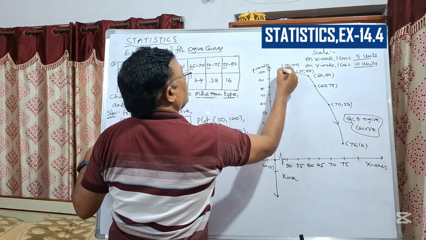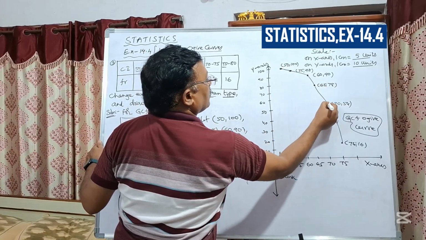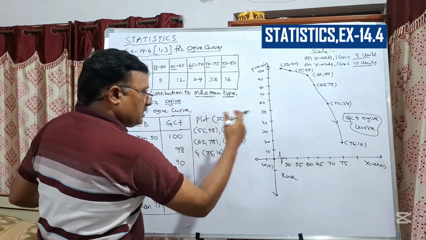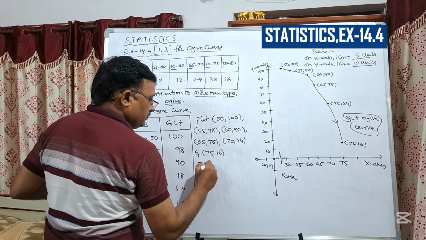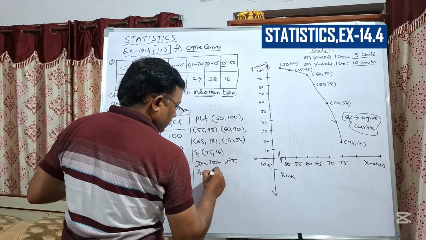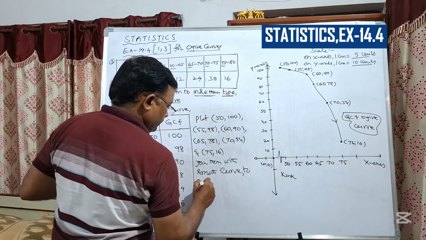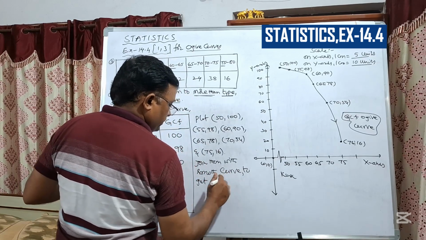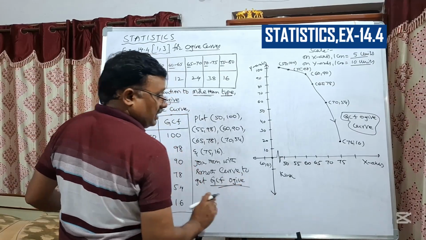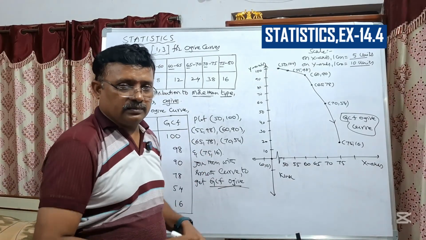Right. Now highlight the points once again with a pencil after the plotting to identify them easily. Understood? Graph completed, but write it: join them with a smooth curve to get the GCF ogive. Understand? That's it. Graphical representation problem is over.